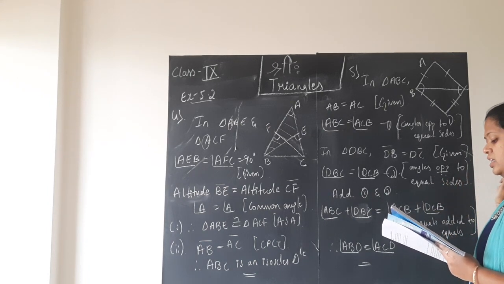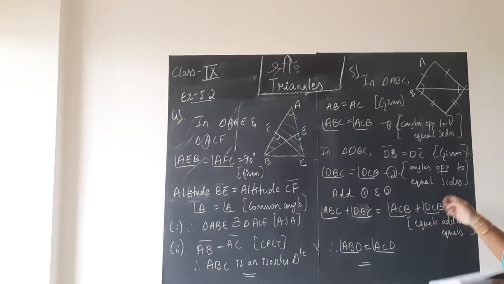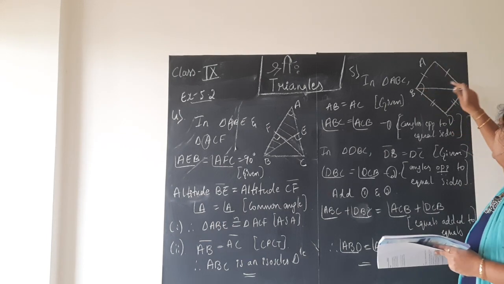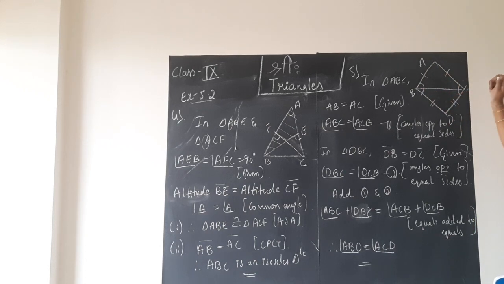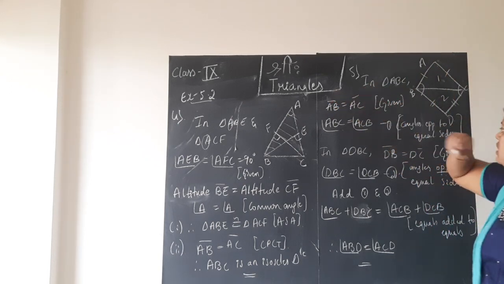ABC and DBC are two isosceles triangles on the same base BC. So ABC and BDC are two isosceles triangles and they have a common base, that is BC is the common base. Show that angle ABD is equal to angle ACD. We need to prove first that angle B equals angle C. So first we shall consider this one triangle, this is the second triangle. In the first triangle, AB equals AC. Why AB equals AC? It is given.